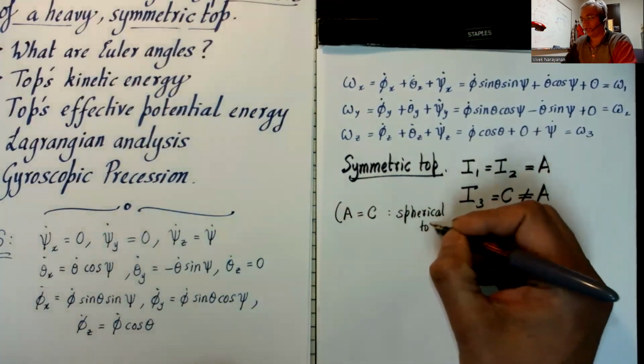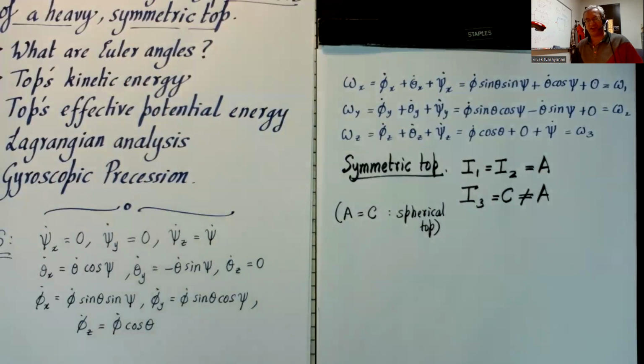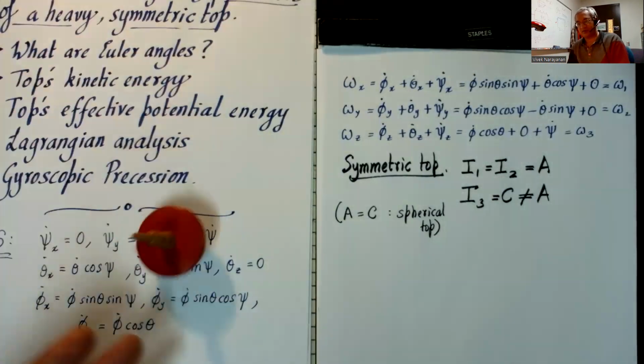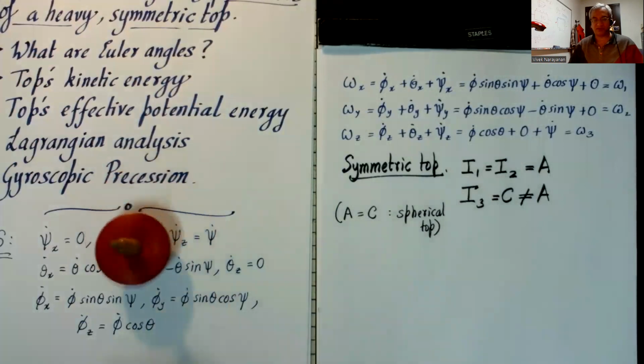Now, don't let the name fool you. Yes, a sphere is a spherical top, but so is a cube. A cube has I1 and I2 and I3 equal to each other. So spherical tops can be more general than just a sphere. Symmetric tops are exactly like what you saw, the gyroscope or this finger top, allowing the axis to be fixed.